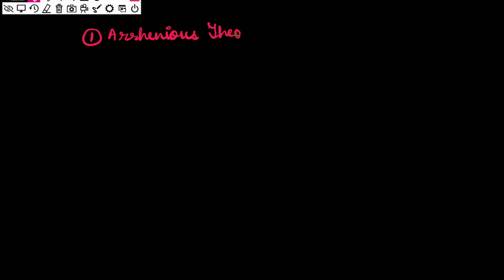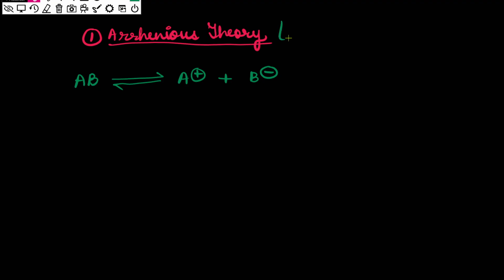Now this Arrhenius theory works for the weak electrolytes. So according to the Arrhenius theory of electrolytic dissociation, there is always an equilibrium. So if I say this is my electrolyte AB, so it will always be in an equilibrium with its ions or with its dissociated form. And this is my weak electrolyte. So I will write here it is applicable to weak electrolyte mainly.